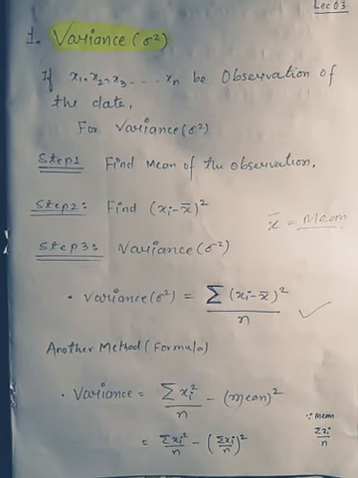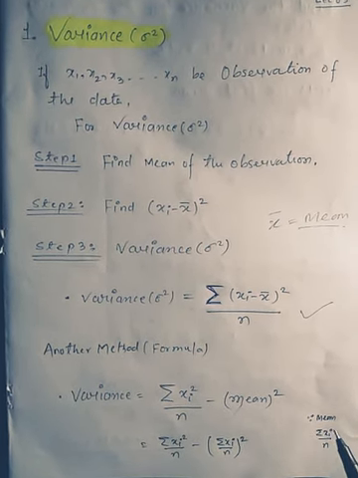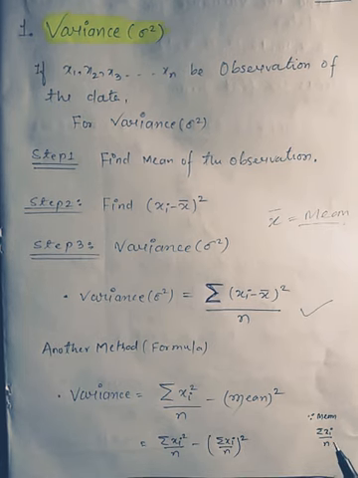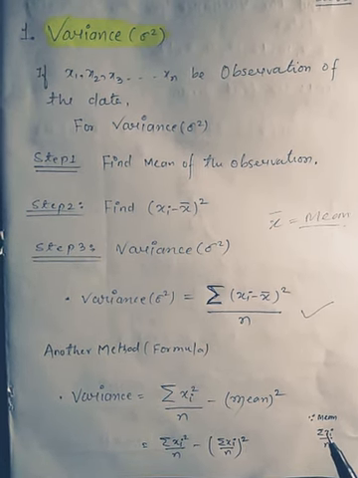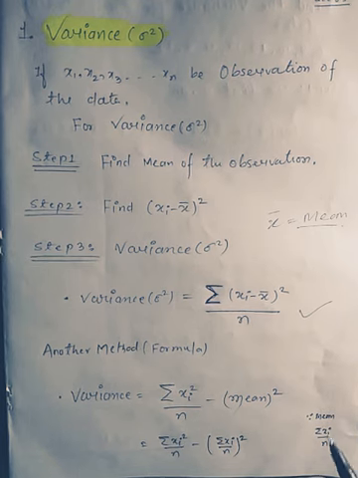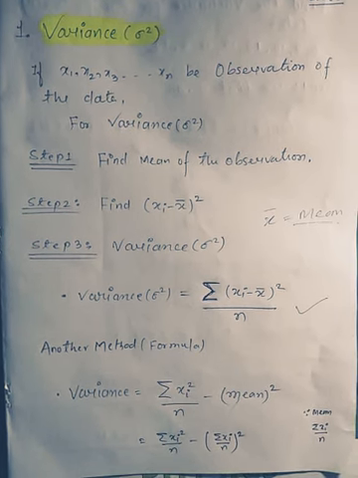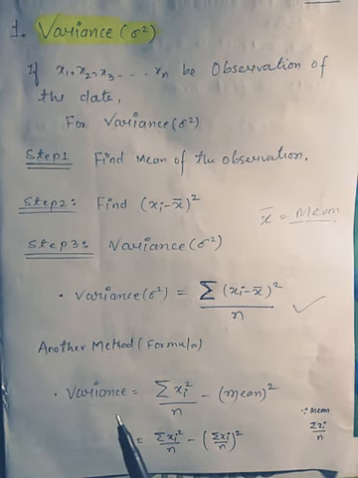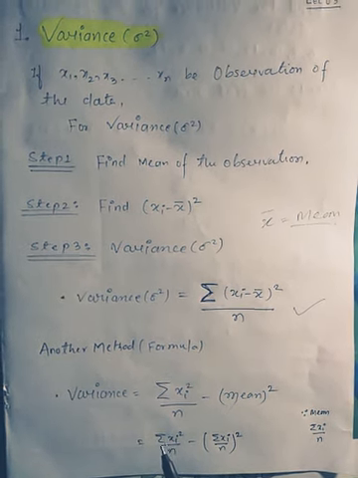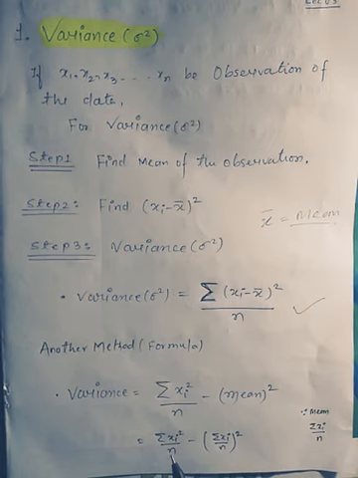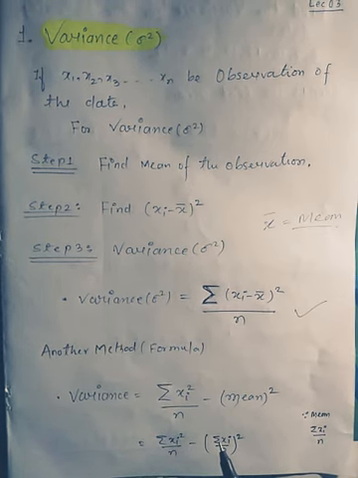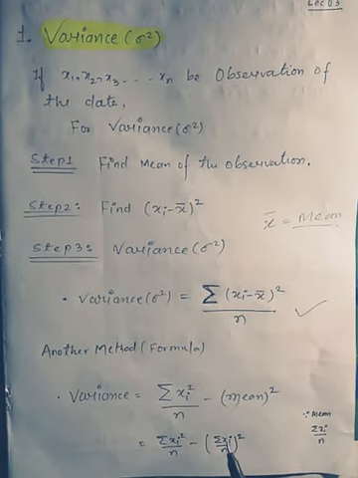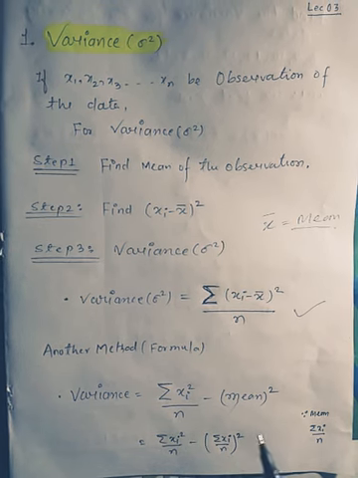Also, mean is summation of xi by n. Summation of xi means sum of all observations by number of observation. So another formula of variance becomes summation of xi square by n minus summation of xi by n whole square.